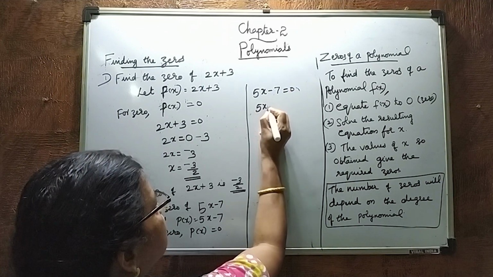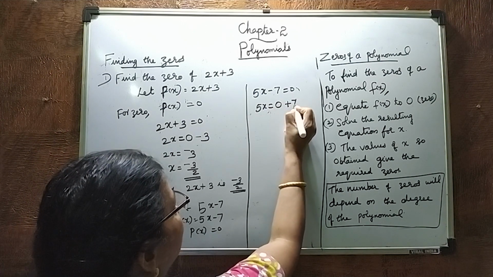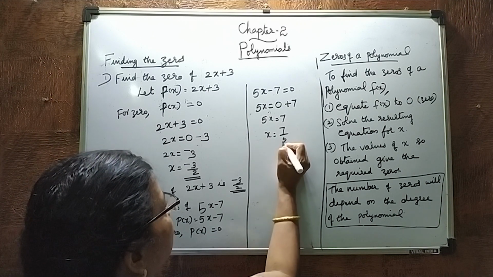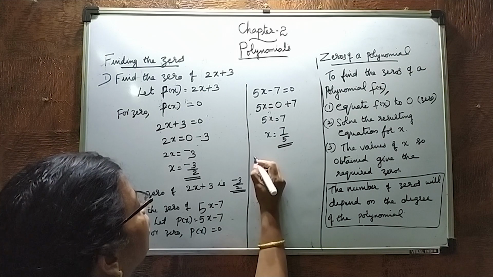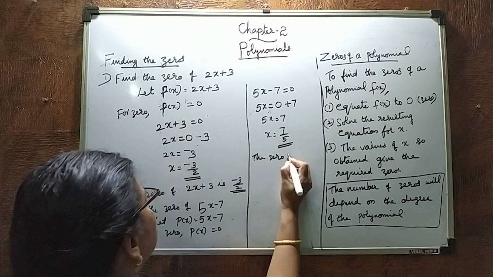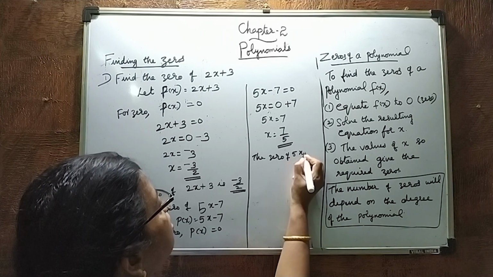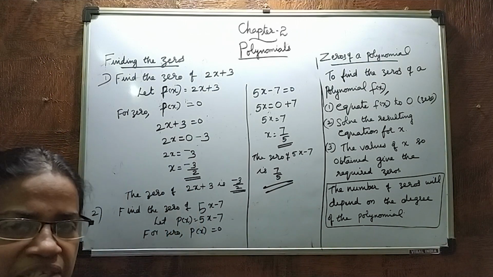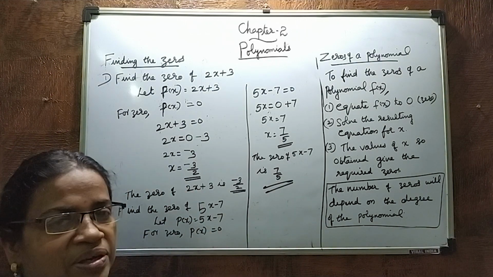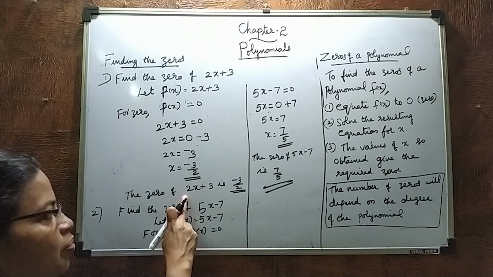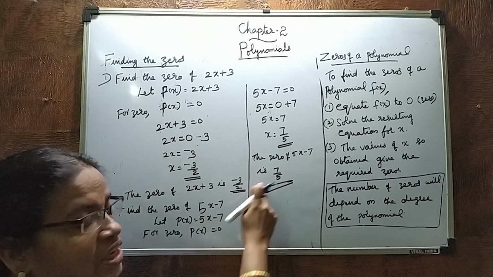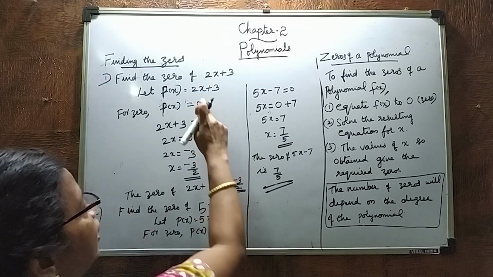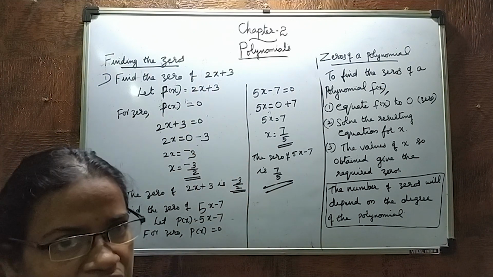And then 5x is equal to 0 plus 7, and then 5x is equal to 7. x is equal to 7 by 5. So the zero of 5x minus 7 is 7 by 5. So only one zero is there because this is a linear polynomial. A linear polynomial has only 1 degree, so only 1 zero will be there. Here also, this is also a linear polynomial, only 1 degree is there, so only 1 zero will be there.